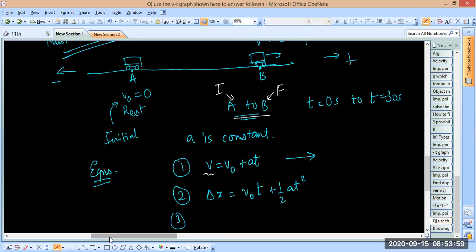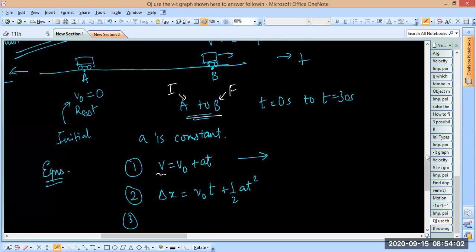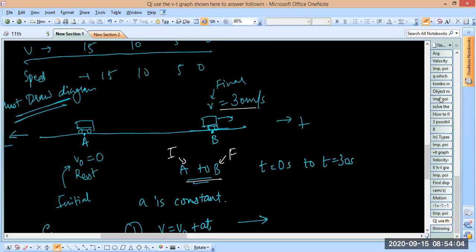Okay. So final velocity at B. How much is the final velocity at B? 30. Right, this is how to do it.